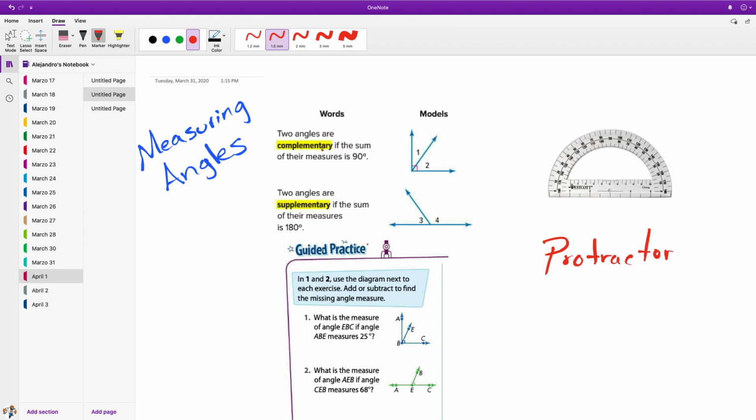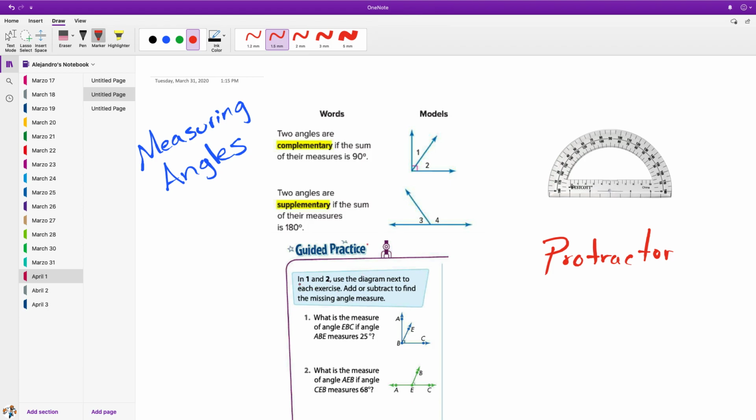Okay, on the other side, supplementary. 2 angles are supplementary if the sum of their measures is 180 degrees. So it's kind of the same thing as the one on top, but the difference is that if you add the 2, like for example here angle 3 and angle 4, you get 180. I know it sounds kind of complicated, but actually it's pretty easy. So let's go ahead and do guided practice so you can get a better idea of this.